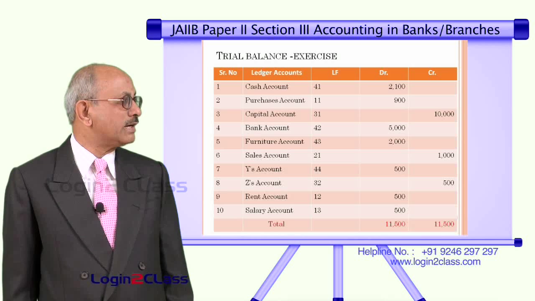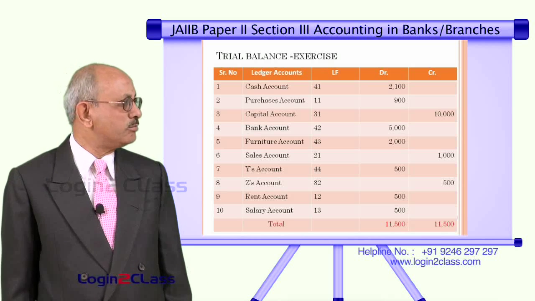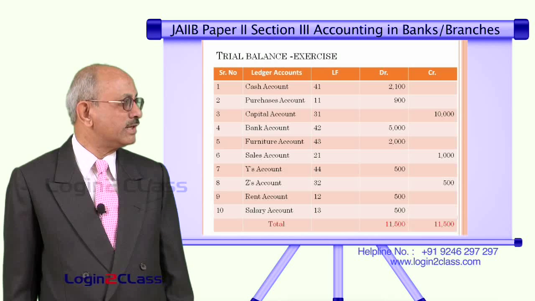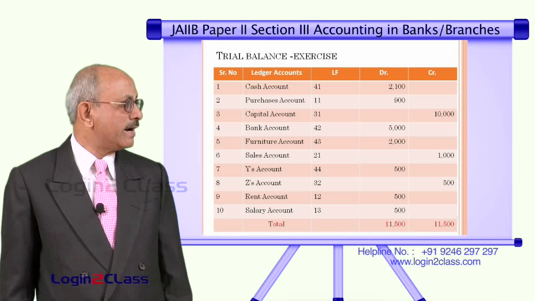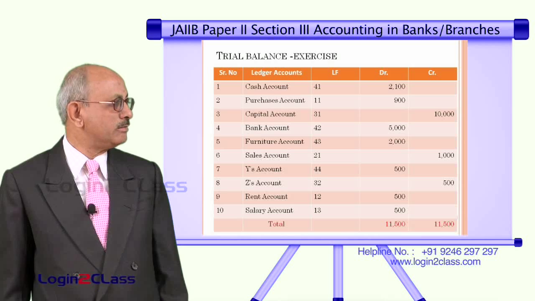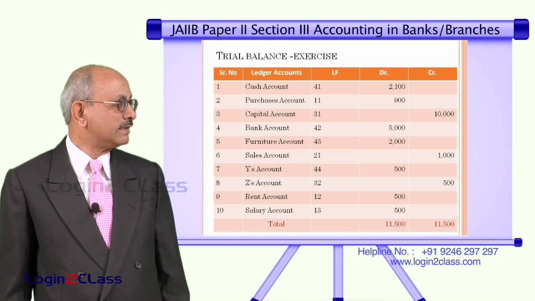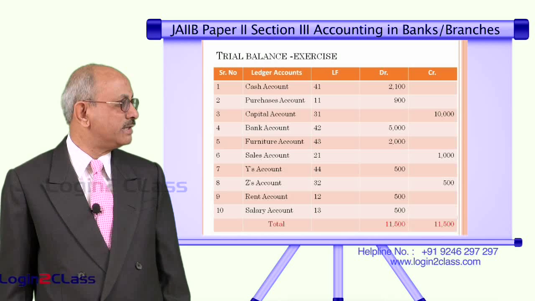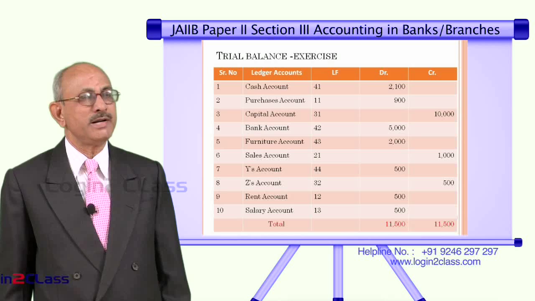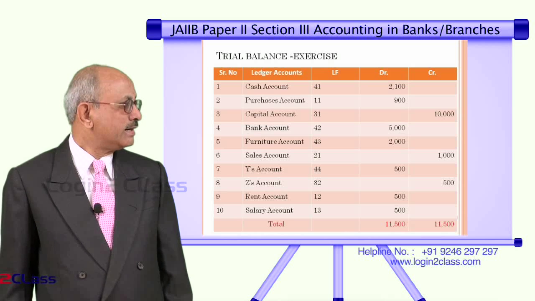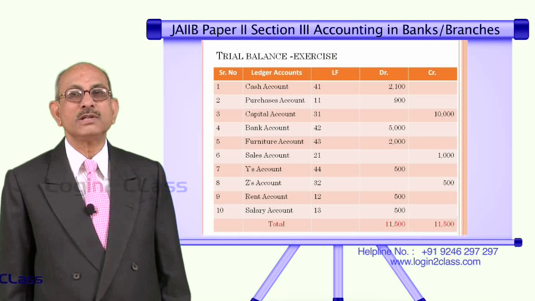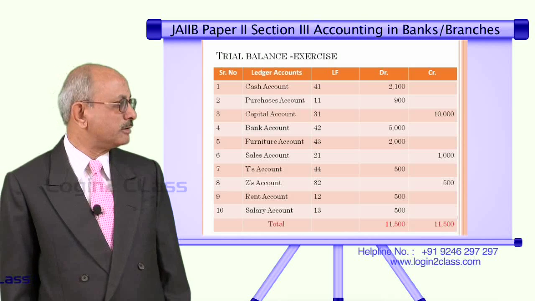In the case of capital account, it was a credit balance. So, I have put it under credit column 10,000 rupees. And similarly, bank and furniture being debit balances, they have been put under debit column. Sales account obviously is a credit balance because it is an item of income. And W's account, Z's account respectively go to debit and credit sides, and rent account and salary account of course are debit balances because they are items of expenditure.